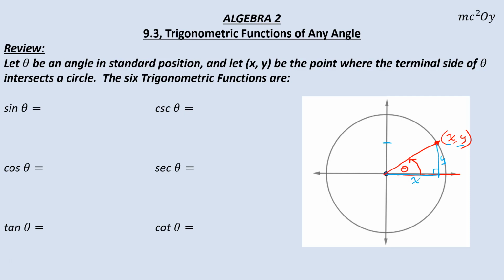And so when we're thinking of this right triangle in terms of theta, the y side would be our opposite side. The x side would be our adjacent side. And the radius would be our hypotenuse. Okay. And so if we're putting together our trig functions, we remember the phrase SOHCAHTOA.